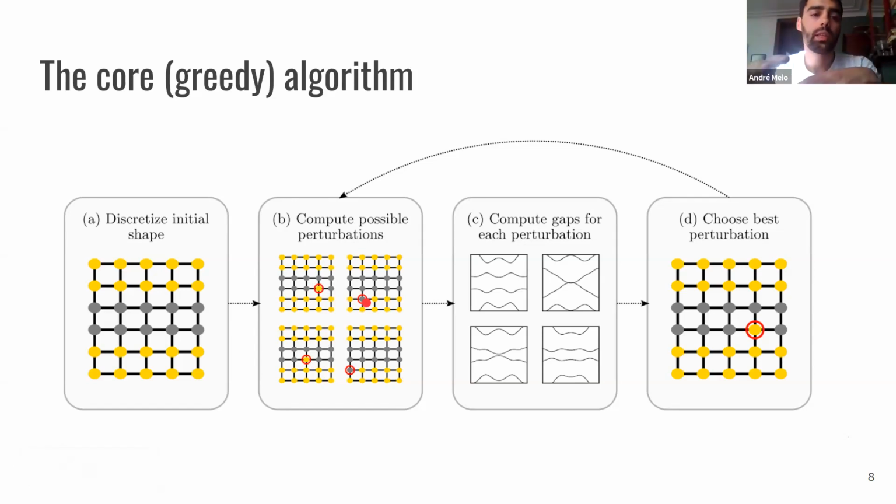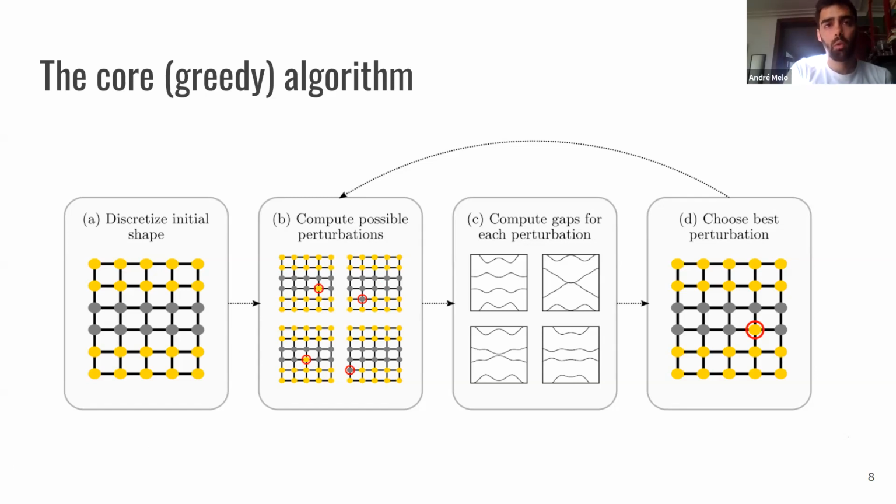The motivation for considering sites next to the boundary is to try to promote a continuous evolution of the shape. So we don't want to add sites or remove sites at random. We want to hopefully steer the system into creating smooth shapes. So once we've created that list of perturbations, we compute the gap for each of them. We just diagonalize the system and see what the gaps are. And then we just choose the best perturbation, modify the system, and get back to the second step. This is the main idea of the work.